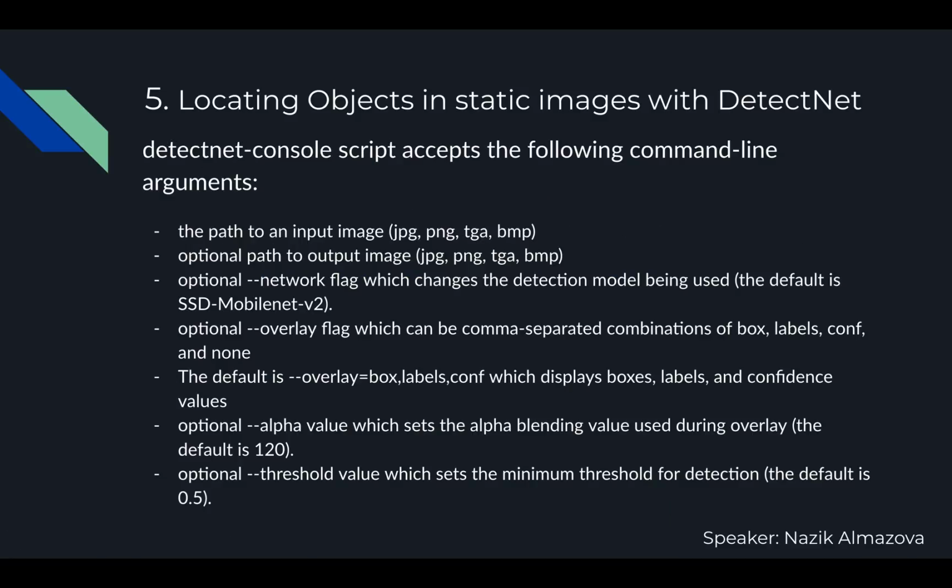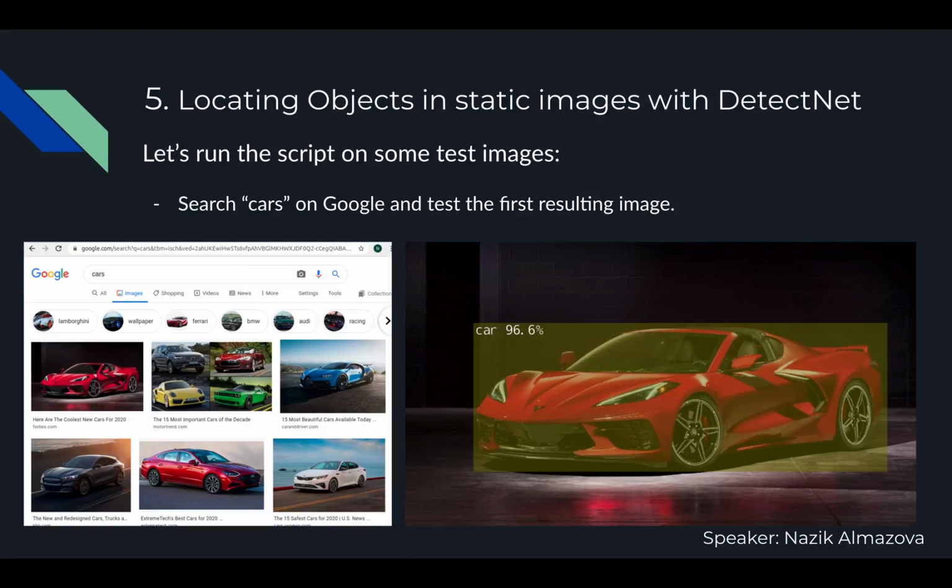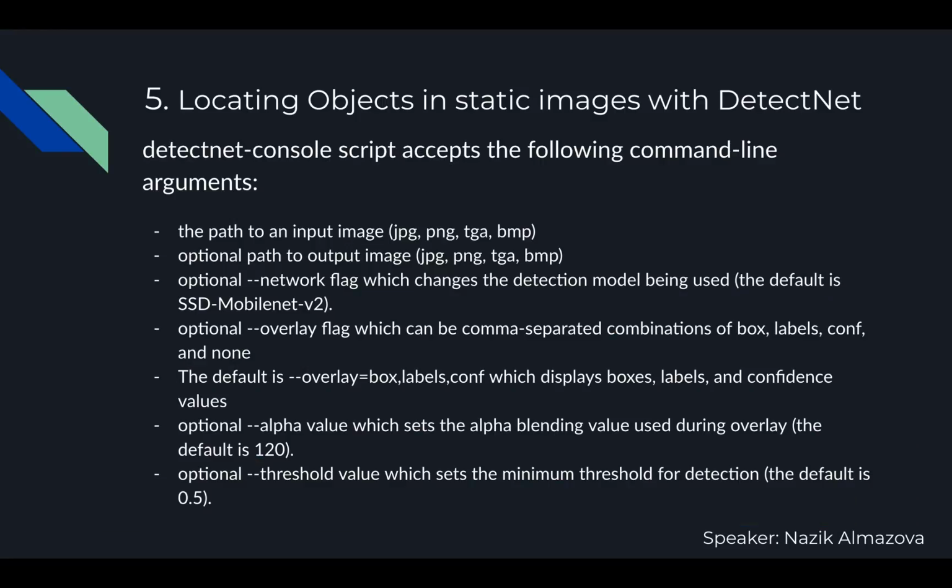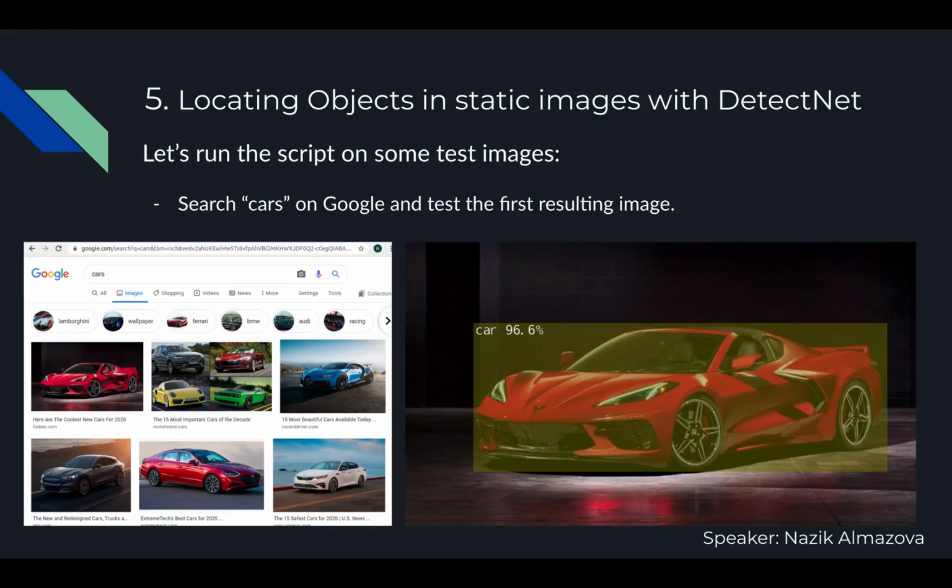This program comes with many options to customize the resulting image. And these are all the arguments that are accepted by this program. As in the previous part, let's try to test it on Google Images. In this case, I searched for cars and used the first image found to predict. And it predicted with 96.6% that it is a car.